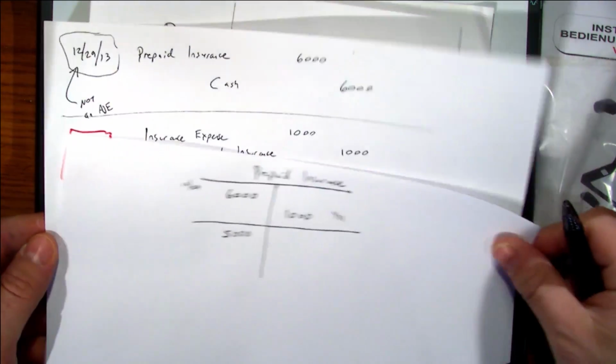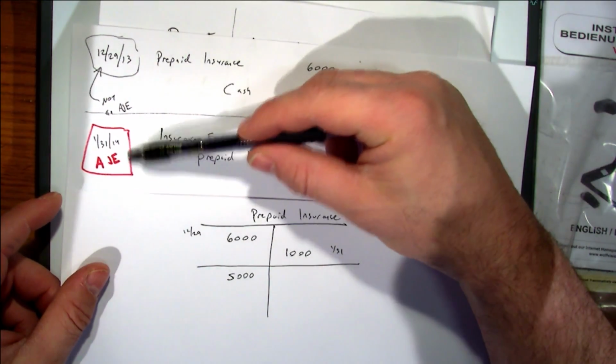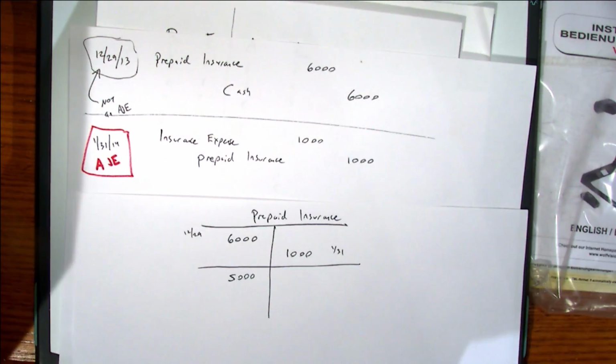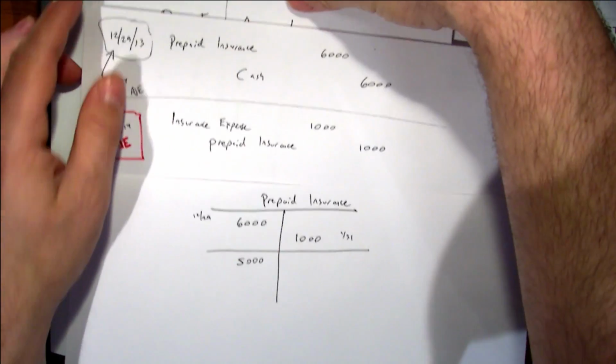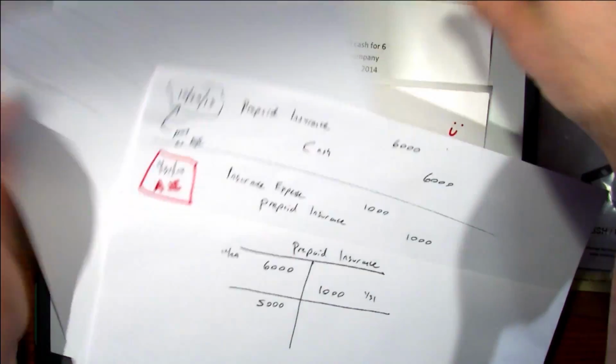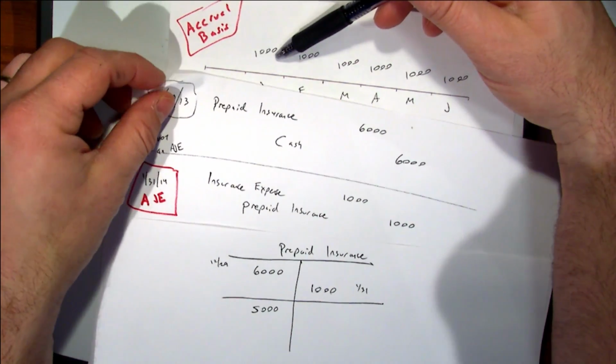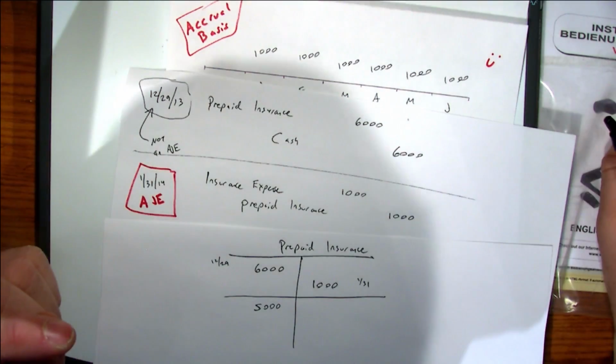Because look at that AJE. Insurance expense is debited, increased in January. When we do our January income statement, it's going to show $1,000 worth of insurance expense. So it will reflect the situation that we wanted it to reflect when we talked about this situation up here. Does that make sense? You following me, folks?